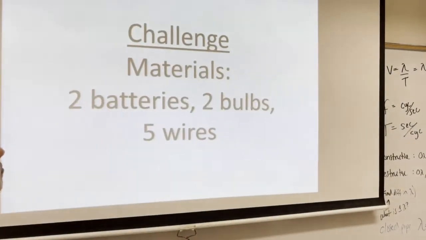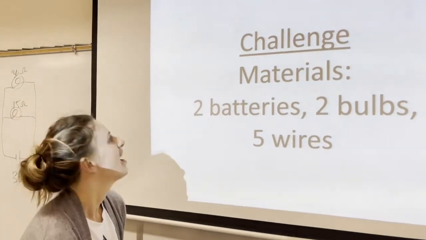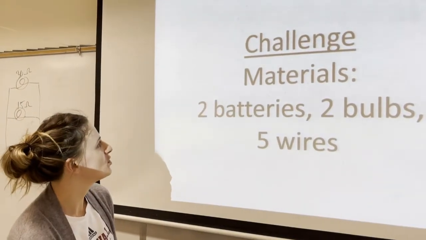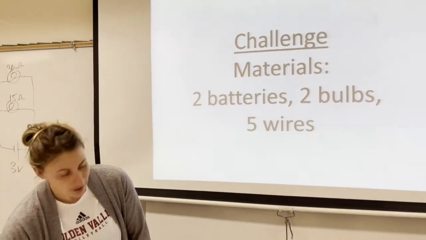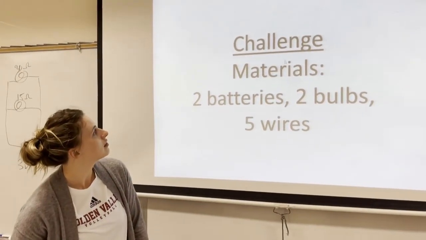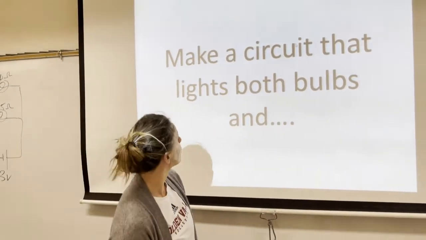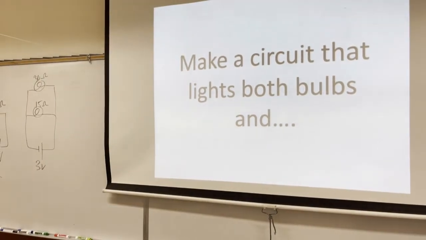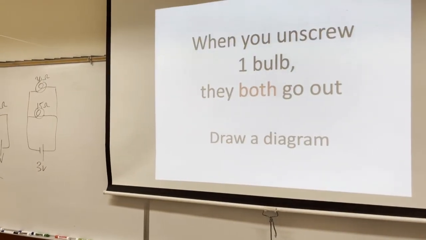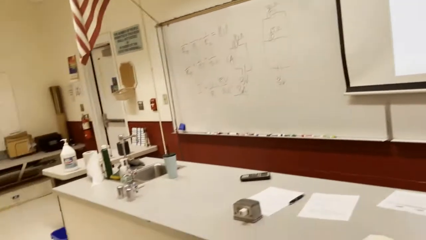Okay, challenge. You're going to need 2 batteries, 2 bulbs, and 5 wires. Our goal is going to be to make a circuit that lights both bulbs, and when you unscrew one bulb, they both go out. Draw a diagram.